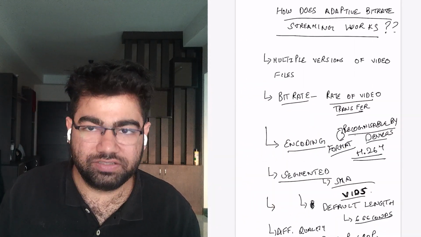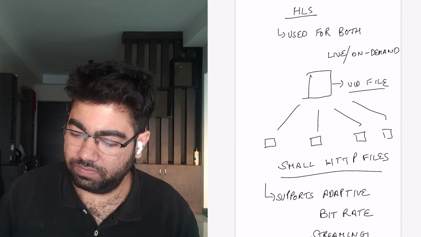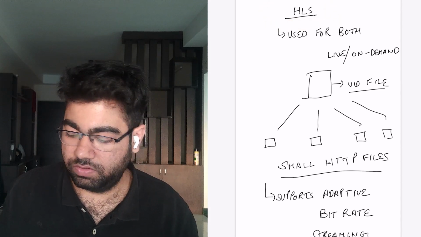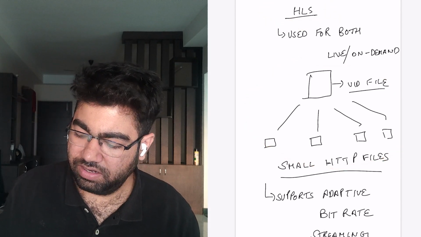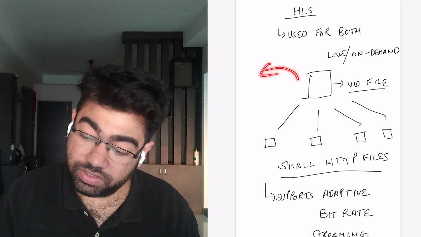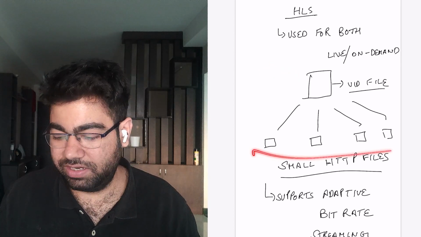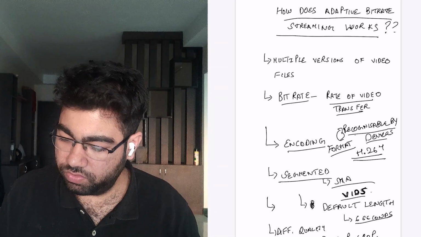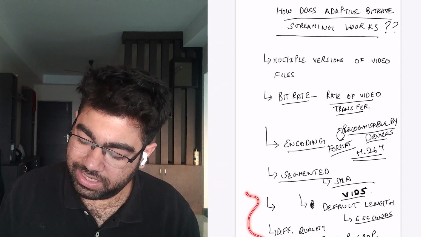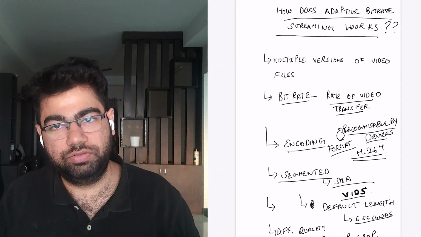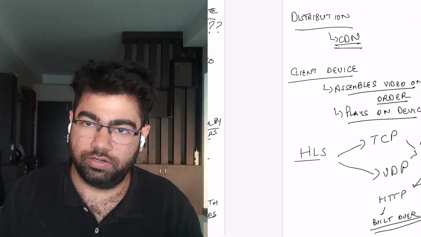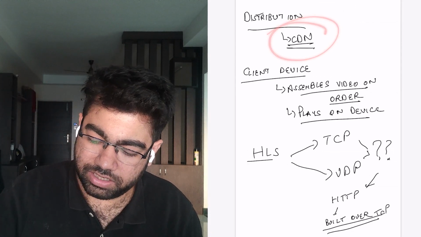Now, once this is done, this is how HTTP live streaming works. First it creates different versions of the file, then it breaks down the file, encodes it, and then finally it has to be distributed. Now, how does this distribution occur? Here is where the CDN comes into place.